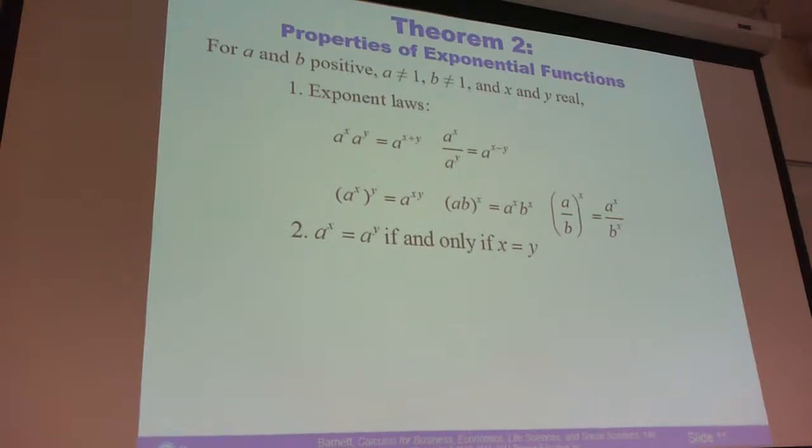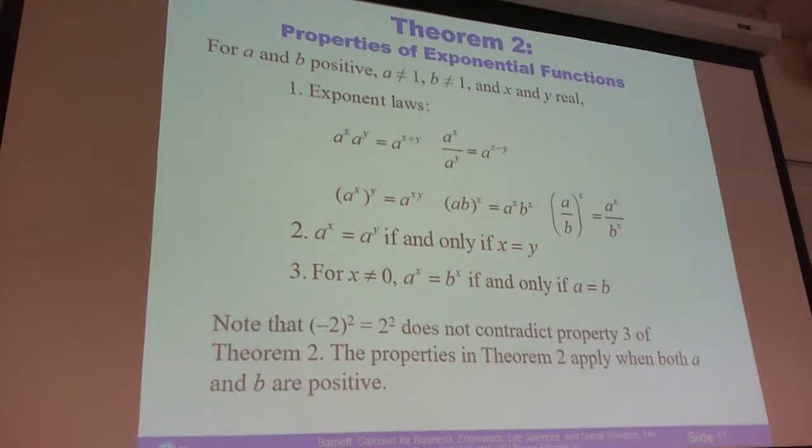Appendix A covers working with all those. a to the x equals a to the y if and only if x equals y, provided a is not 1. If a to the x equals b to the x, then a equals b. And be careful, -2 squared equals 2 squared. It does not contradict the property.